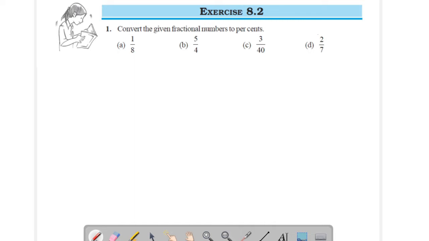Now come to exercise 8.2. Question number 1. Convert the given fractional numbers to percent. Say A part. It is 1 upon 8. You have to convert it into percent. Multiply it by 100%.